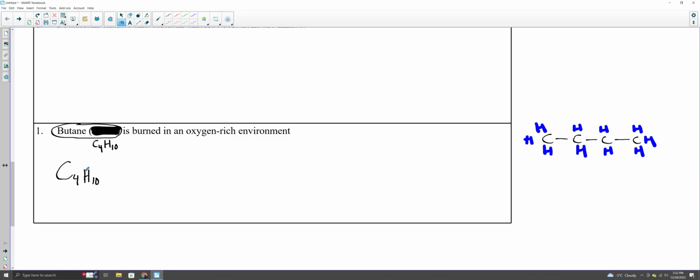We should also know that butane is a gas. It's used in lighters to create a spark and a flame. So there's our butane gas, and it's burned in an oxygen-rich environment. So hopefully we know that fires need oxygen to run. So we'll add oxygen gas. Now, oxygen gas isn't just O. Remember, it's O2. It's a diatomic gas.